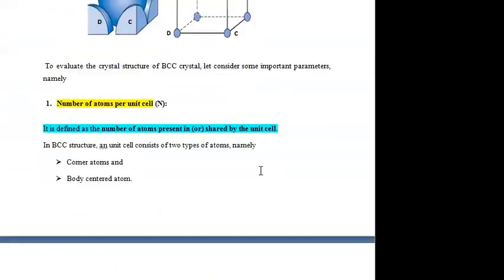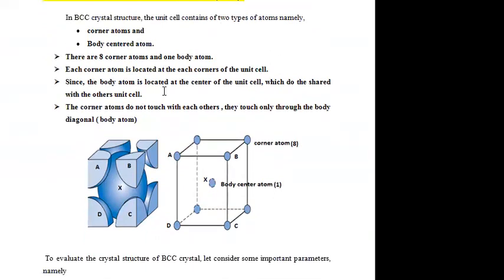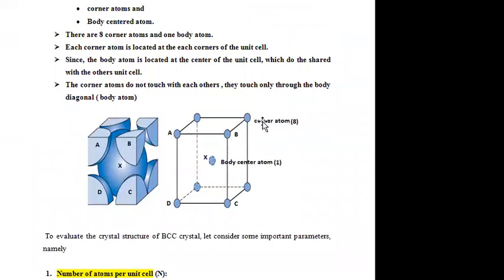So, on a fast revision, body centered cubic crystal, BCC, is our subject. In BCC, a unit cell consists of two types of atoms, corner atoms and a body atom. We have 8 corner atoms and one body atom. The 8 corner atoms are located at the 8 corners, and the body atom is located at the center. Here the corner atoms do not touch each other, but they touch along the body diagonal.